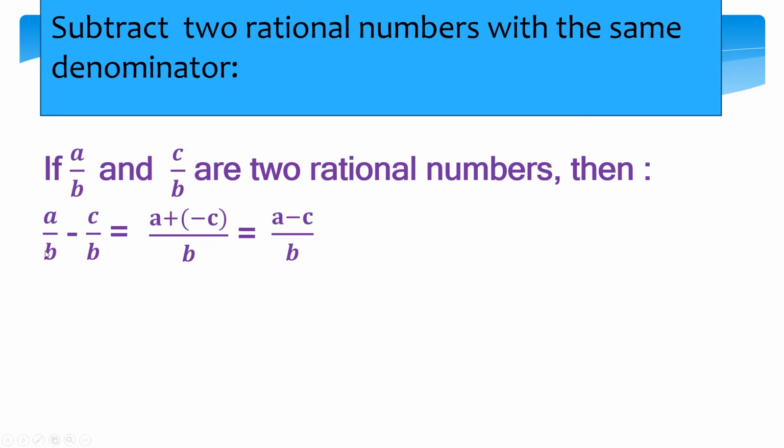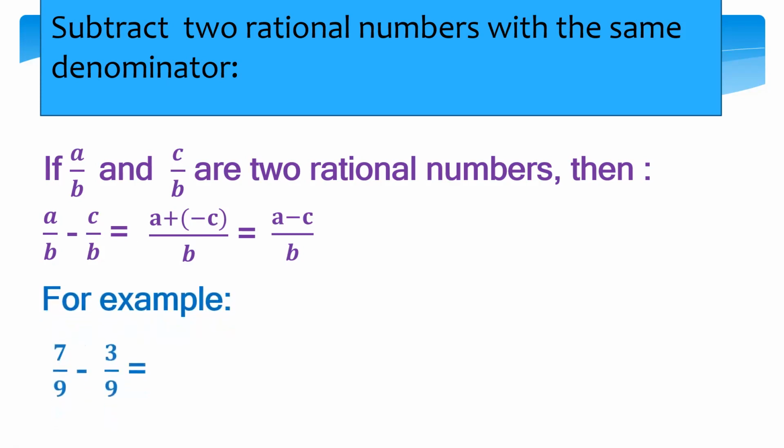Again, to subtract two rational numbers with like denominators, I will put the denominator as it is and convert the minus into plus. A plus, I convert the minus into plus and put the negative c in the bracket. A plus negative c equals a minus c, and the denominator as it is. And make sure that your fraction is in its simplest form.